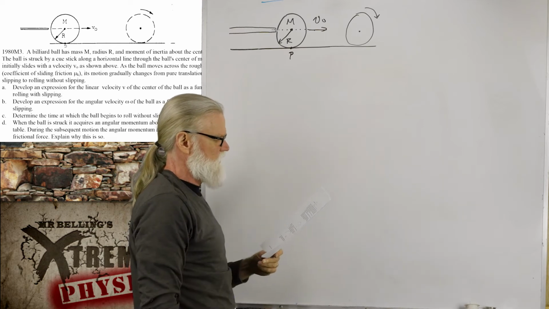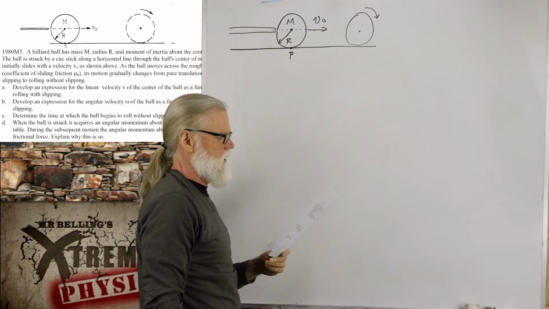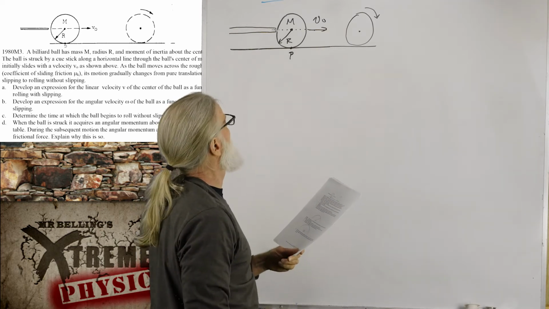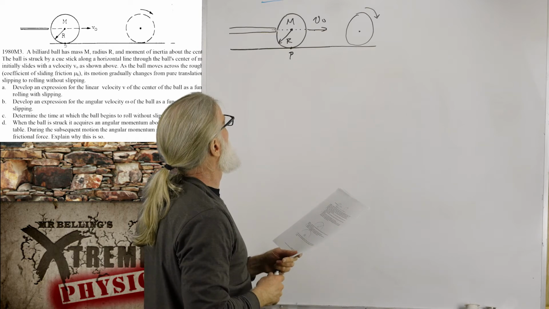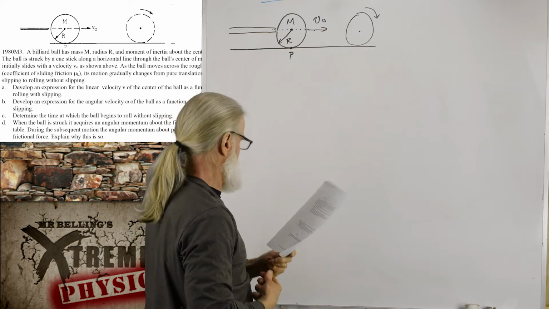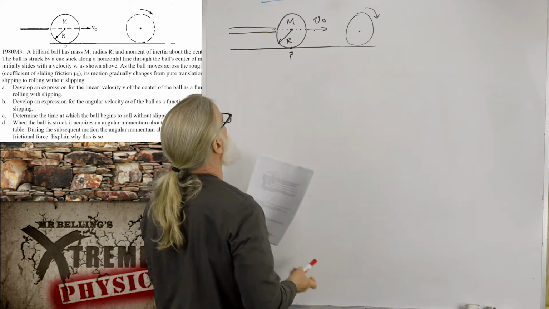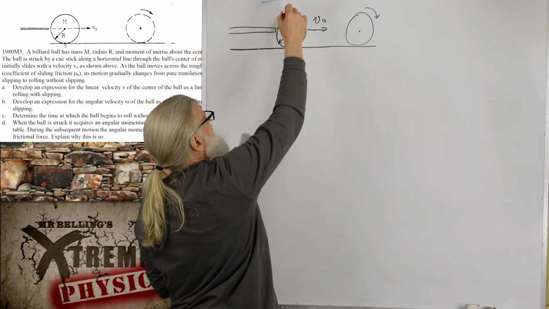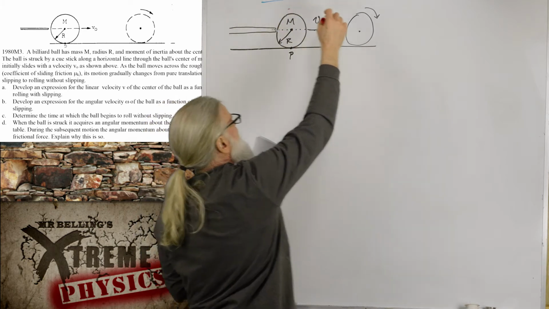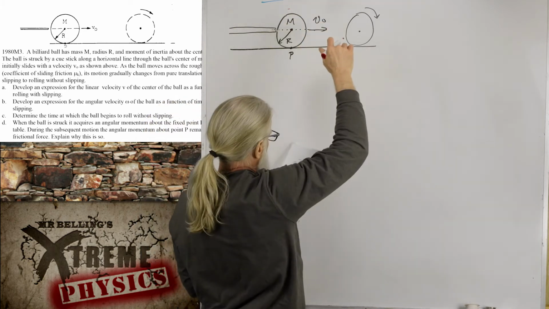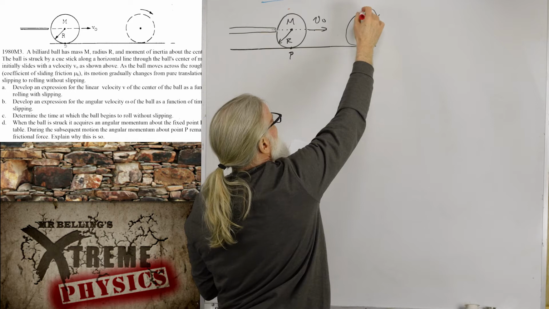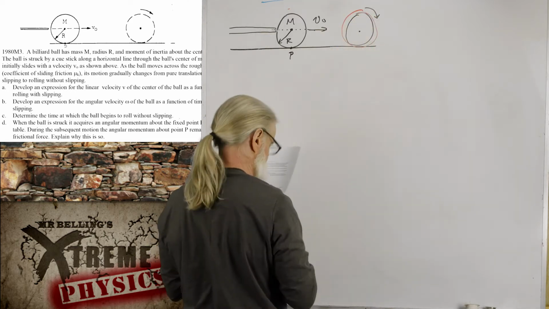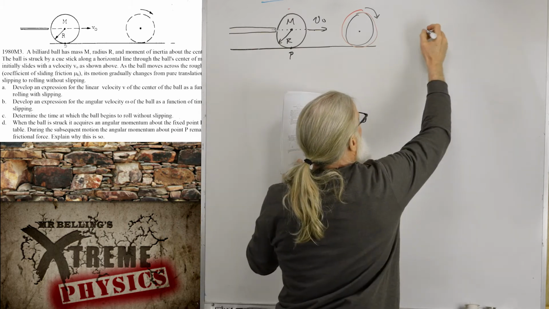Develop an expression for the linear velocity of the center of mass of the ball as a function of time while it is rolling with slipping. I would probably apply Newton's second law for translation here. It's after the hit, so it's out here somewhere. I'm going to circle the object of interest and draw a free body diagram.